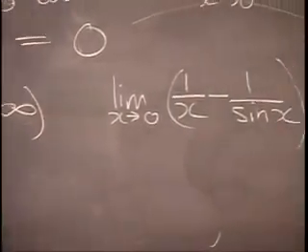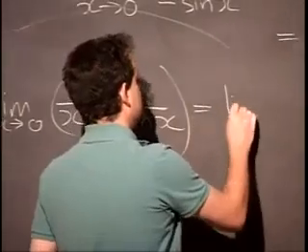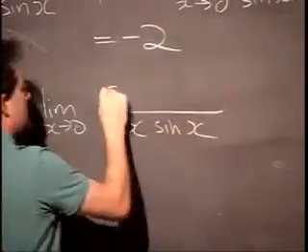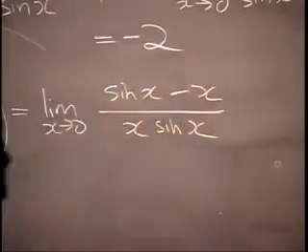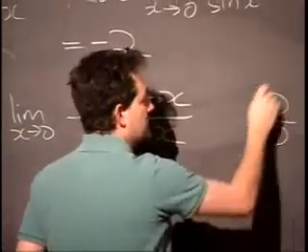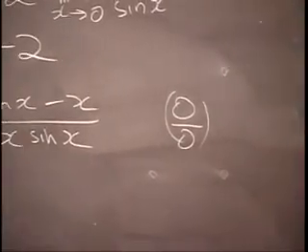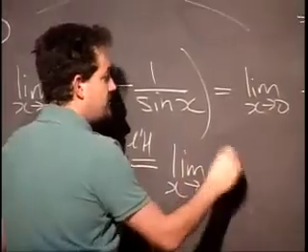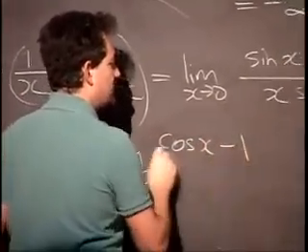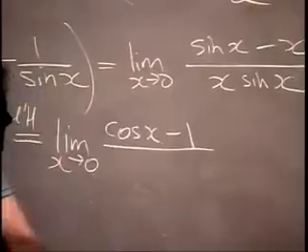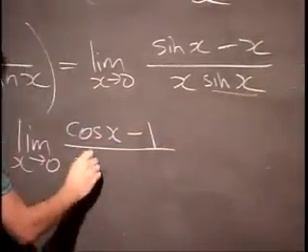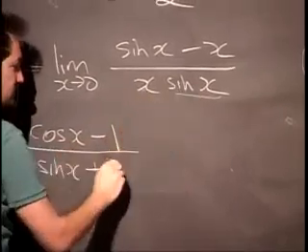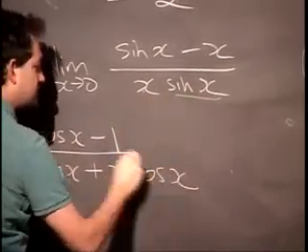However, it's a difference of fractions, so we can take a common denominator of x sine x and write this as sine x minus x. And now it is a 0 over 0, as you can see by plugging in. So we are perfectly justified in using L'Hopital's rule. And you get cosine x minus 1 all over, and we have to use a product rule on the bottom. You get v du dx is 1 plus u dv dx is x cosine x.